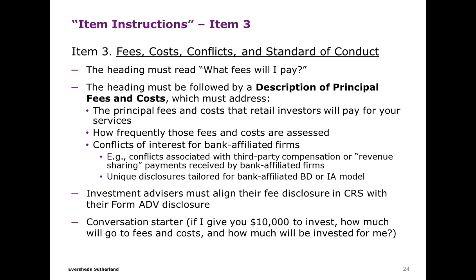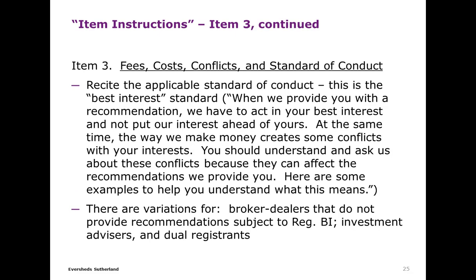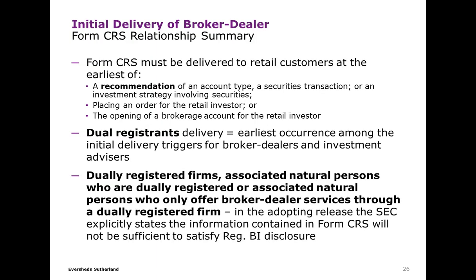I would note, before going to delivery obligations, for the bank-affiliated model, the revenue sharing payments, especially any sort of bank sharing or revenue sharing arrangements with different product issuers and manufacturers, are going to be an important disclosure that would be unique to the bank-affiliated model. So to the extent that there are fees or revenue received by the firm or the rep that would constitute some form of revenue sharing unique to the bank-affiliated model, that will need to be disclosed in this part of Form CRS. So with that, I think we can move on to the delivery requirements. I'll hand it off to Bria.